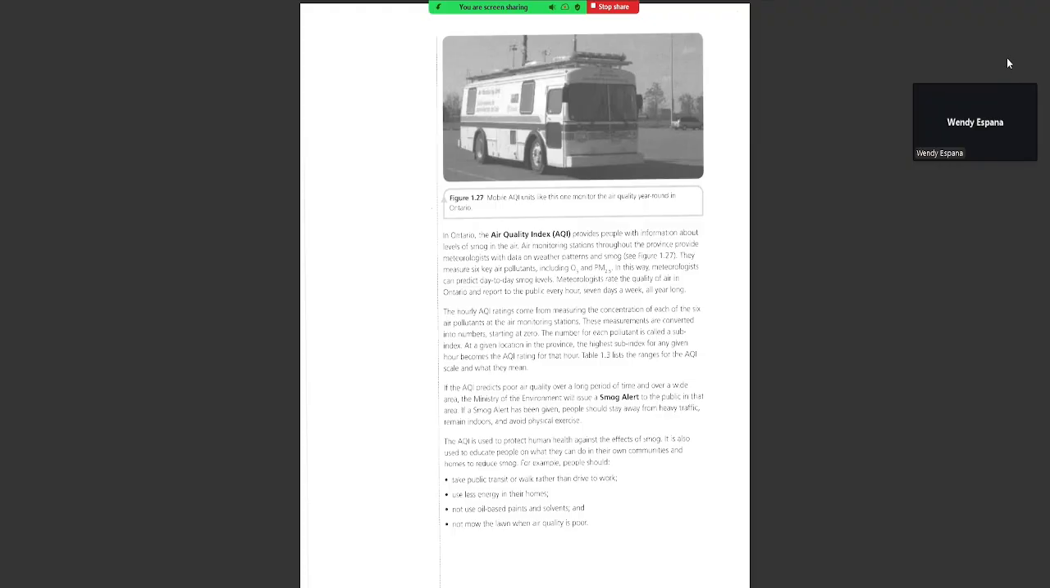Use less energy in your homes. Energy has to come from somewhere. Our electricity has to come from somewhere. And in some areas, keeping the energy down in your homes means that not as much electricity has to be produced. Don't use oil-based paints and solvents. They can be very toxic to the air. And again, I already mentioned not mowing the lawn when your air quality is poor, and not going outside and doing strenuous activity when the air quality is poor.